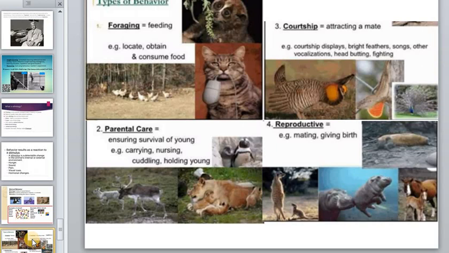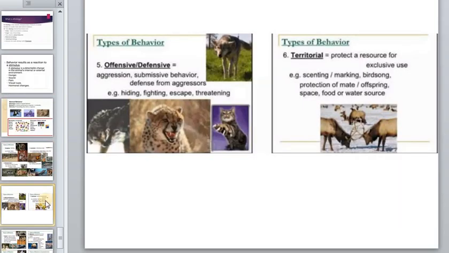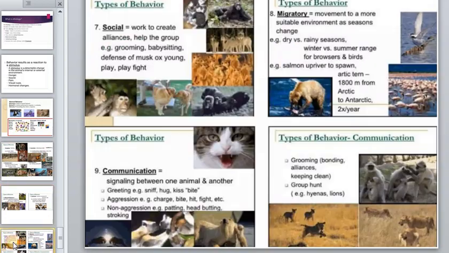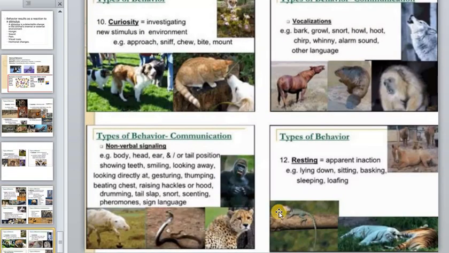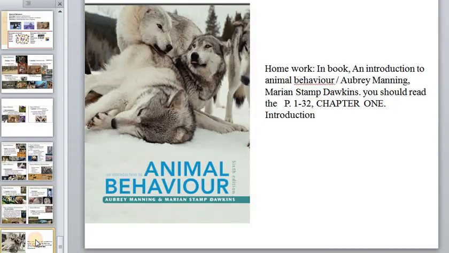And here I have some slides about types of behavior. Each type we will study in our classes: foraging, parental care, reproductive behavior, and more, and territorial behavior, social behavior, and migration, very different kinds, and even resting and sleeping, it's behavior too.